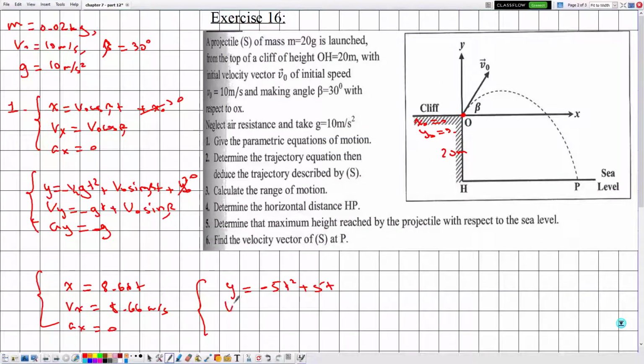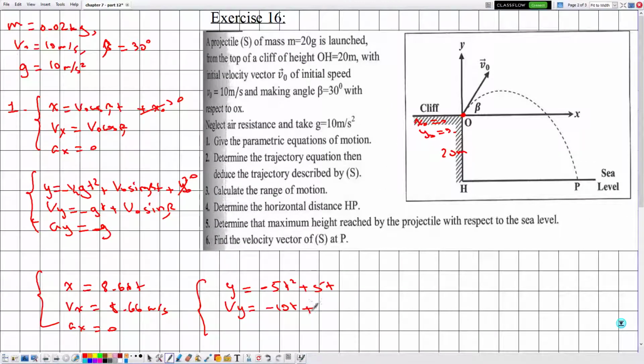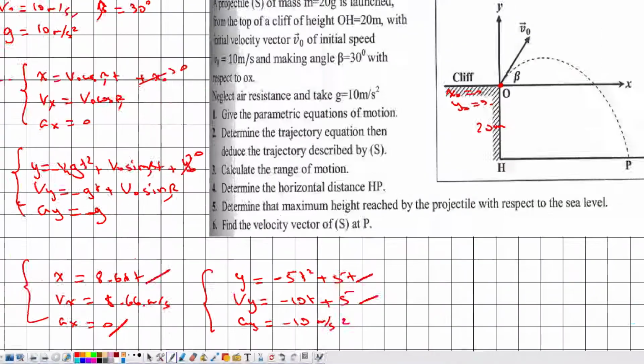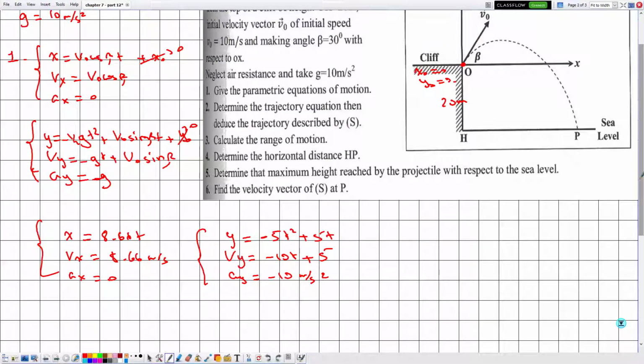Now in this case, Vy, no need to calculate values because the derivative of this is given by minus 10t, and this is given by plus 5. Always the derivative of the position is the velocity, and the derivative of the velocity is the acceleration. Here ay is equal to minus 10 meters per second squared. Notice that for zero I didn't place any unit because it doesn't need any unit, but in the case where it is constant, it is convenient to place the correct unit. So this is it for number 1.